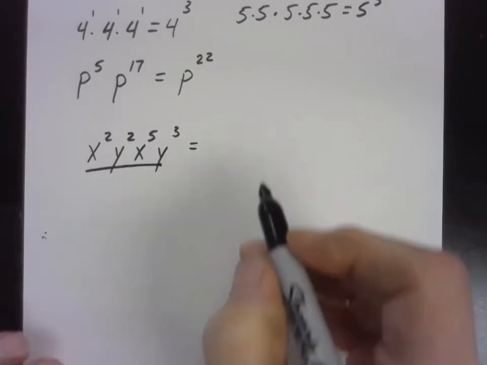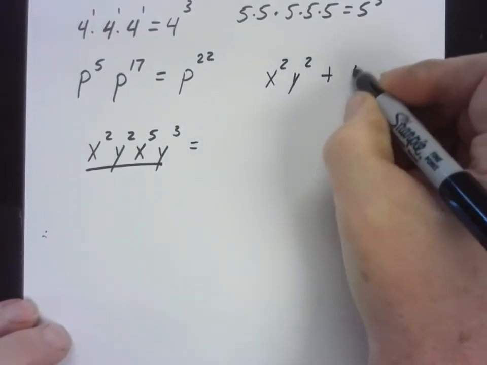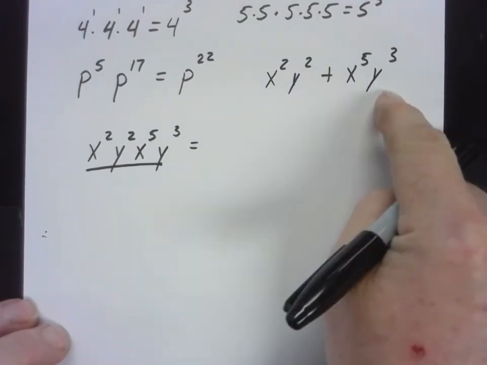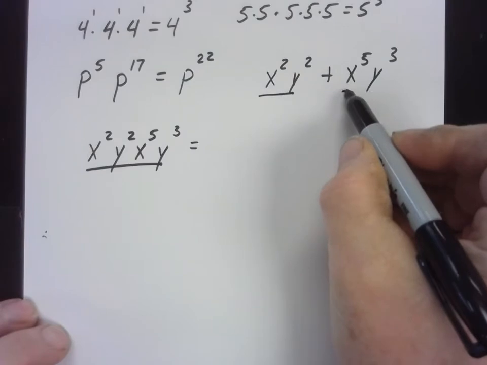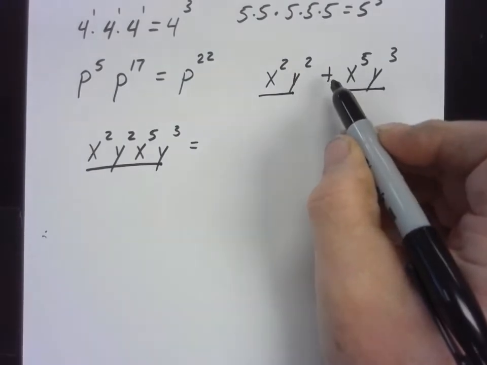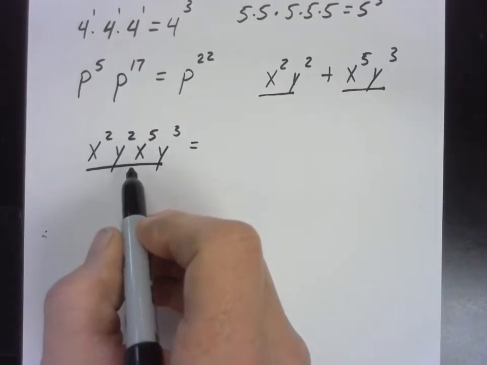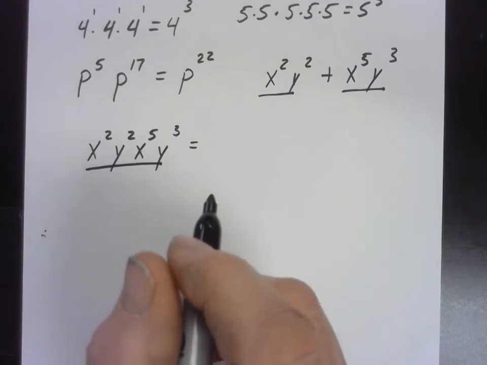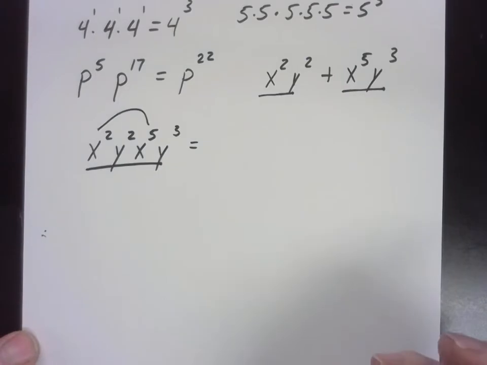Okay, now if it said something like x squared, y squared, plus x to the 5th, y to the 3rd, now how many terms do we have? Let's count them. 1, 2. 2 terms. So the addition kind of breaks it apart, doesn't it? But down here we just have one term. It's all multiplication. And does it matter what order we do multiplication in? Doesn't, does it? So it's okay to multiply these two x's together.